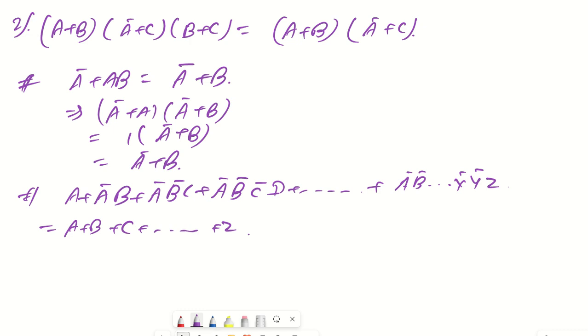So this is all about Boolean algebra, functions, and their laws that we have considered today. Now in the next session what we'll do is we'll try to solve GATE questions based on these Boolean algebra laws, and then we'll proceed.